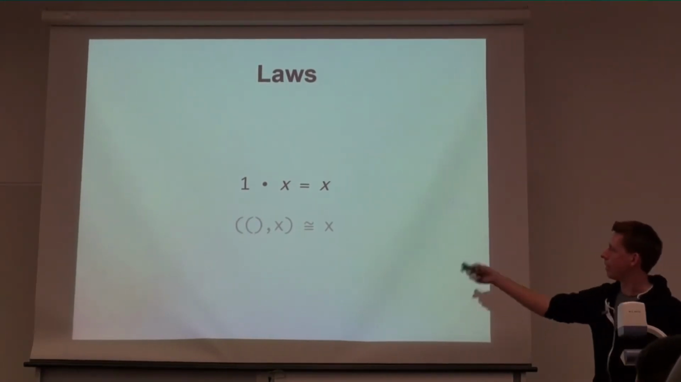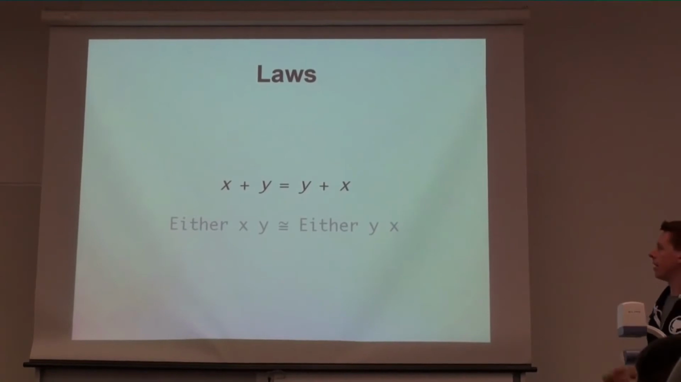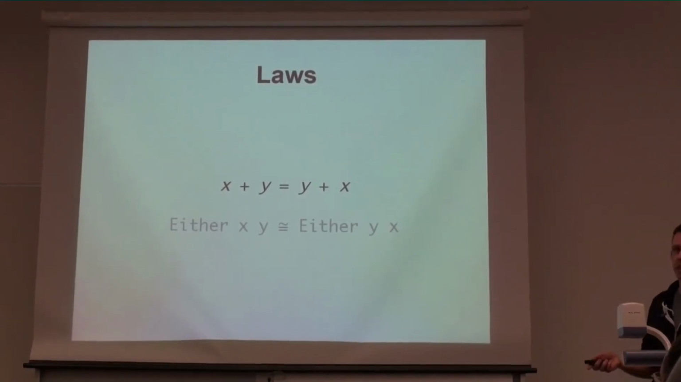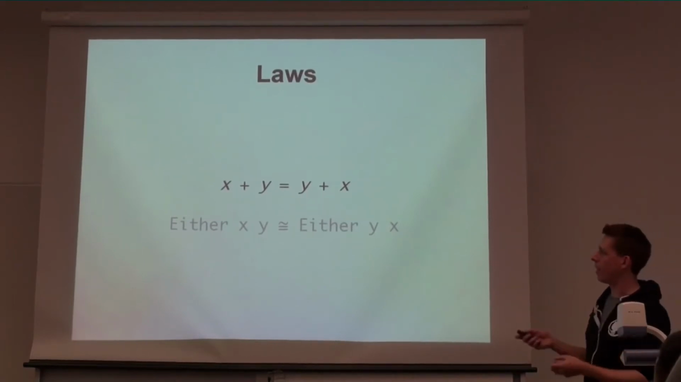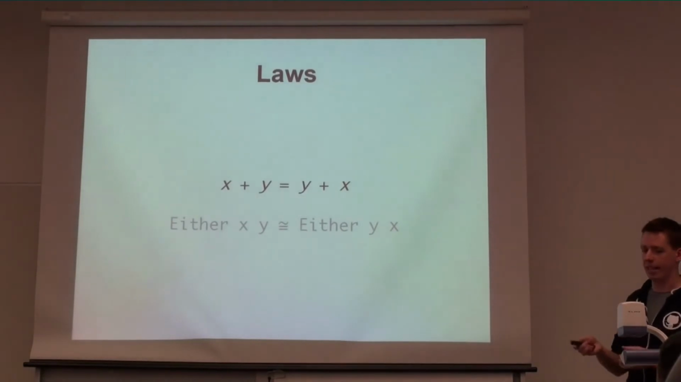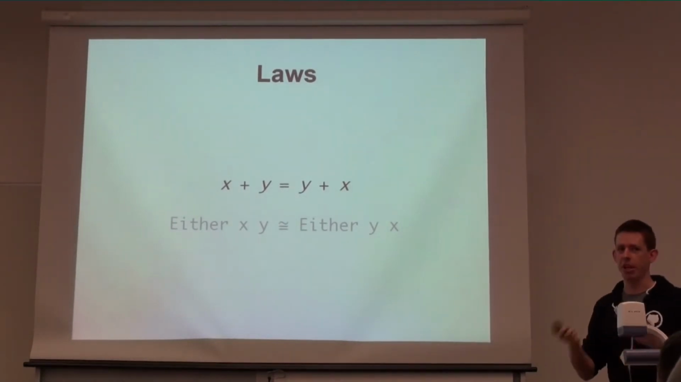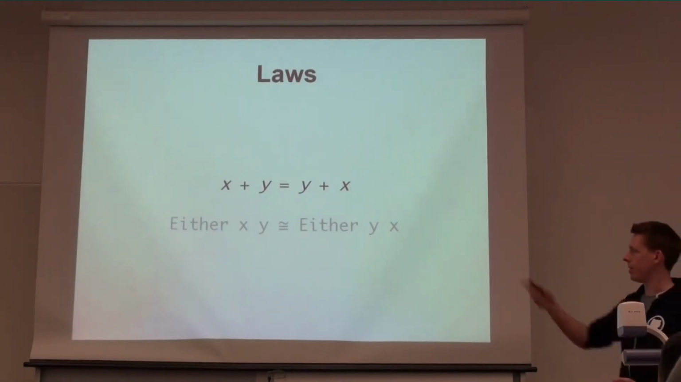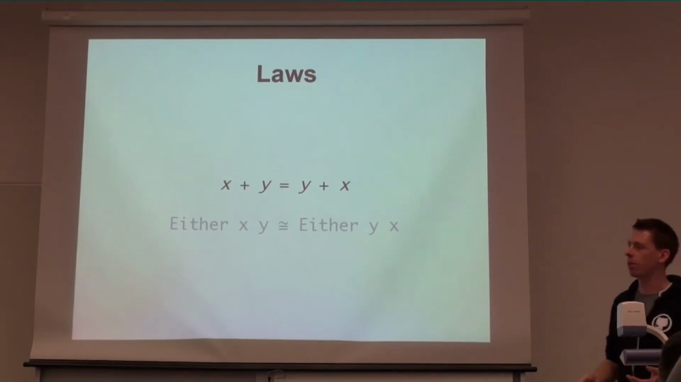Okay, so if we are done with this slide, another law is that x plus y is the same thing as y plus x. So having an either xy and an either yx is a relatively simple function to take one of them and give you the other, which is that you just exchange all the lefts and rights. So these two things have this semantic equality.